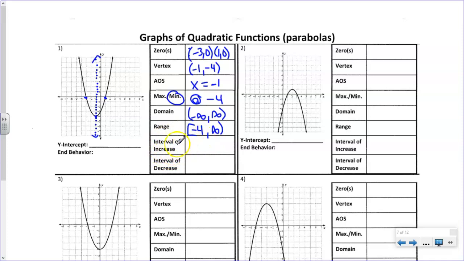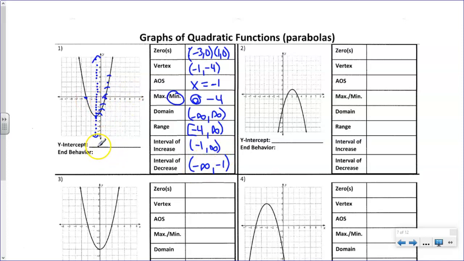Okay, interval of increase. So where is this graph increasing? Well, here it's going down. So this graph is increasing on the right side. And remember, we use our x values because we're looking at that interval. So it's going to go from -1 to infinity. So if this one's going to infinity, I know the decrease has to start at negative infinity and go to that vertex point at -1. Okay, so one has to start with negative infinity, the other one ends with positive infinity for these.